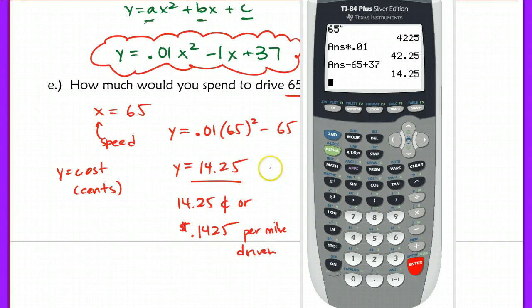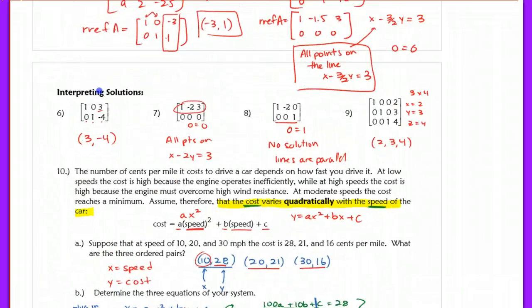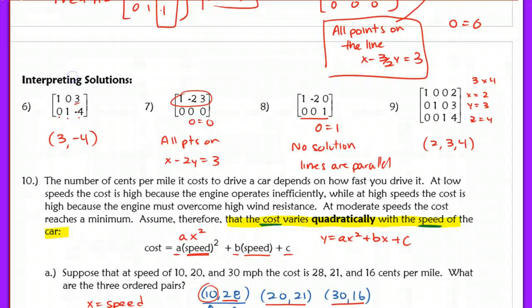Okay, that's the end of the lesson. I know this is a little bit longer than the last few, but we had a lot of stuff to cover. So just to recap, RREF is a pretty easy thing to use. The most important thing, though, is to make sure you understand how to interpret your solution. So go back and replay 6 through 9 if you didn't quite understand any of those.